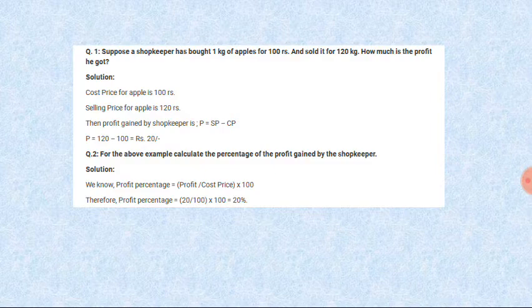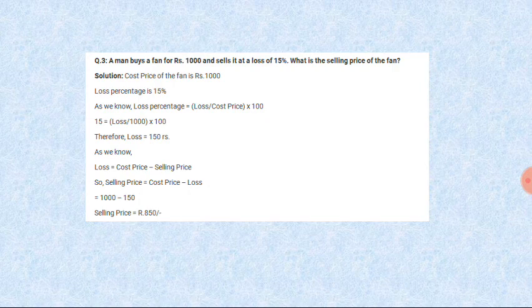Profit percentage is equal to profit by CP into 100. Profit percentage is 20 by 100 into 100. 100 cancel. So we get a value 20 percentage.